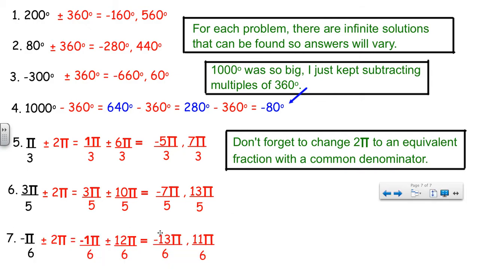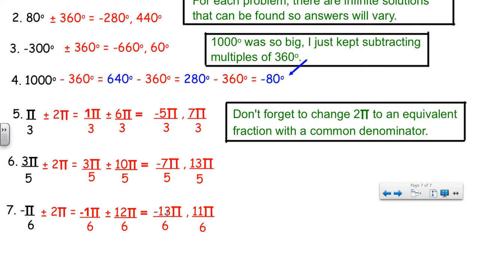And then my last one is negative 1 pi over 6 plus 2 pi. 2 times 6 is 12, so 12 pi over 6. Negative 1 minus 12 is negative 13. Negative 1 plus 12 is positive 11. So my two angles are negative 13 pi over 6 and 11 pi over 6. Now, this is the most direct way of doing it.